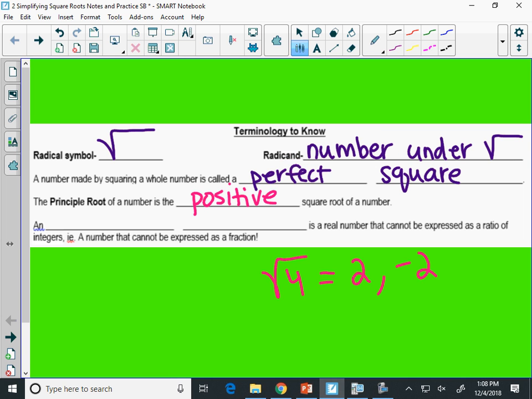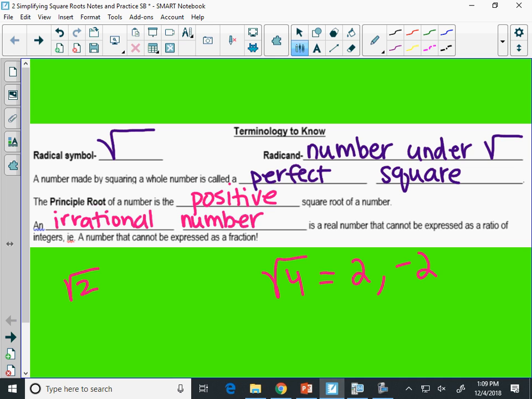Okay? And finally, we talked a little bit about this yesterday, an irrational number is a number that cannot be written as a fraction or as a terminating decimal. So that's a number like the square root of 2. I can't break down the square root of 2. I can't write it as a fraction. It's just a decimal that goes on forever. Okay, so we're going to be looking at some irrational numbers today, too. Okay? All good vocab words.